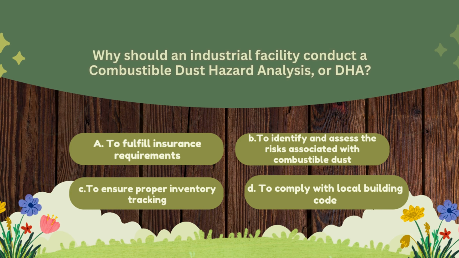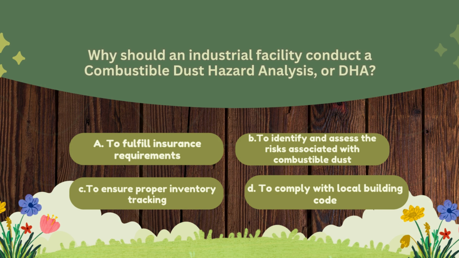Why should an industrial facility conduct a combustible dust hazard analysis, or DHA? Options: A. To fulfill insurance requirements. B. To identify and assess the risks associated with combustible dust. C. To ensure proper inventory tracking. D. To comply with local building code.